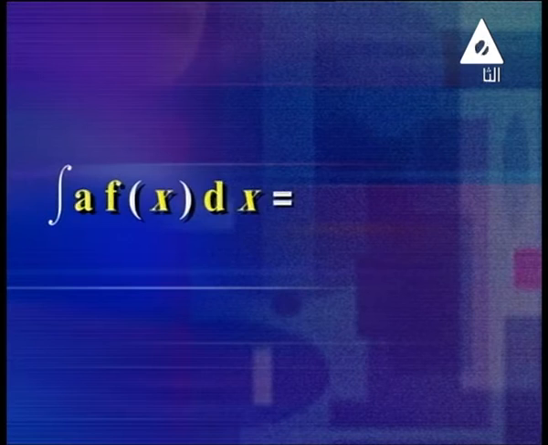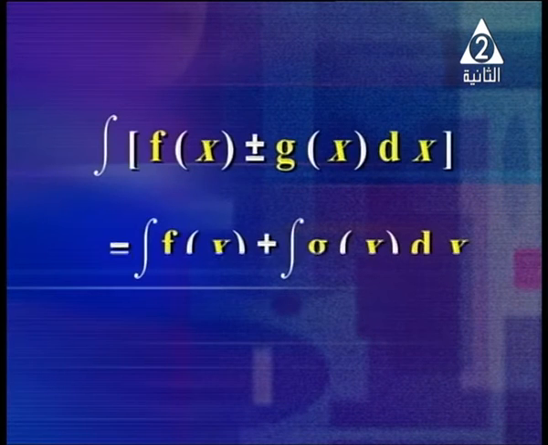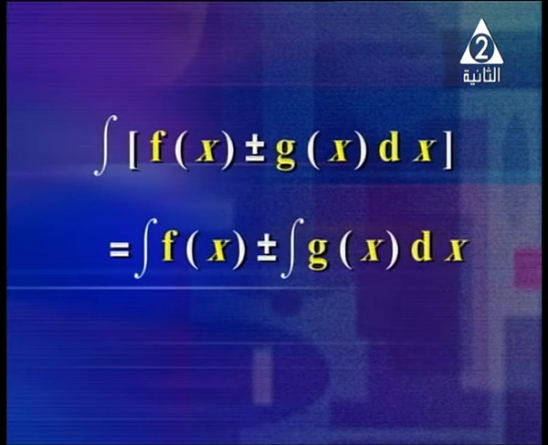Remember, dear student, integration of a constant times f of x dx equals the constant multiplied by the integration. If we have integration of a constant multiplied by a function, we find the constant multiplied by the integration of this function f of x dx. Also remember, integration of the sum or difference between two functions equals integration of the first, positive or negative, integration of the second with respect to dx.